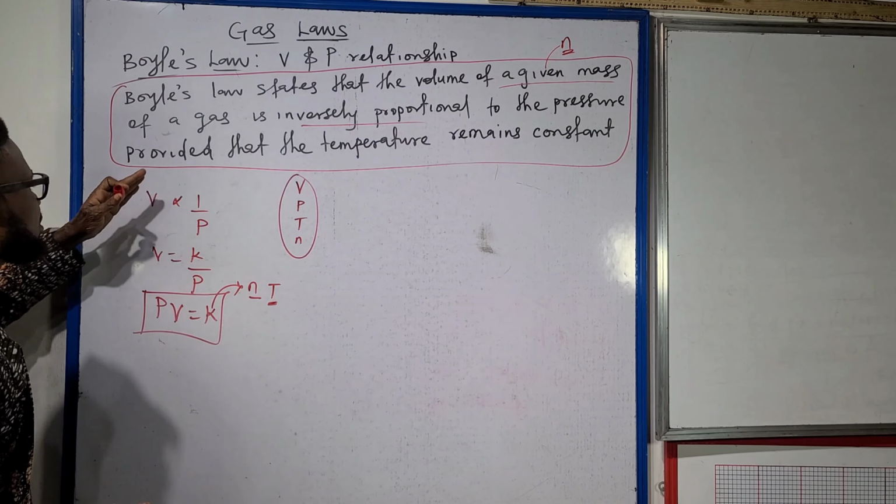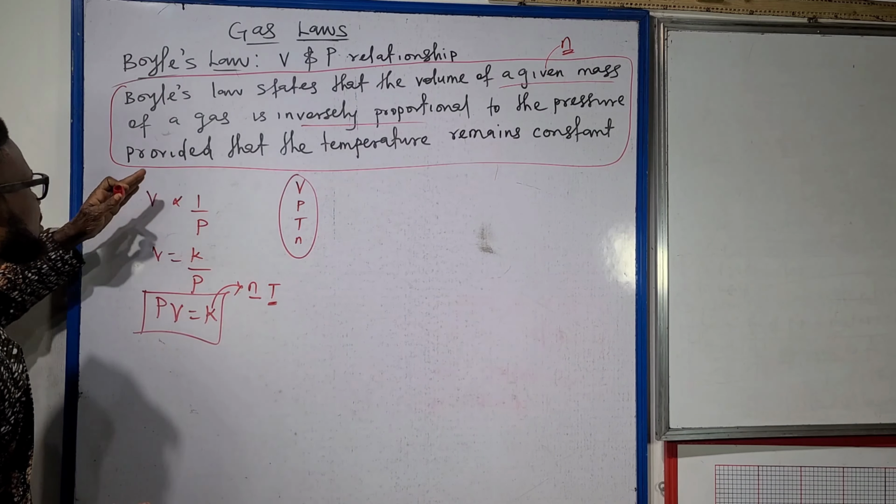Also, since we've said volume is inversely proportional to pressure, we need to know that when volume increases to 2V, if this was the pressure before, the pressure is going to halve. If volume was V before, and the volume increases to, let's say, 4V, then pressure is going to become P over 4. Pressure is going to be divided by a factor of 4.